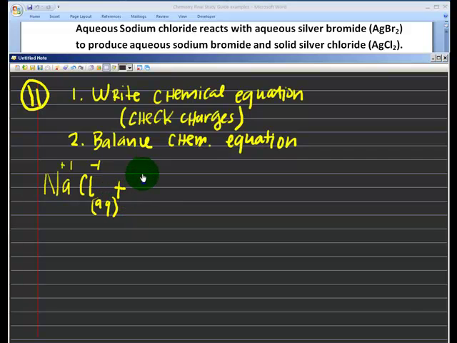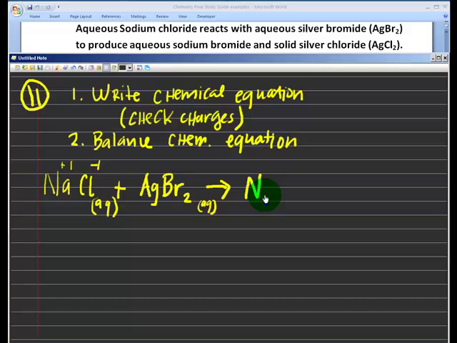So reacts with aqueous silver bromide. You're lucky because you're already given the formula. You don't need to check charges. So AgBr2 is silver bromide, and it's aqueous. And they react to produce. To produce is your keyword to write that arrow. To produce aqueous sodium bromide.